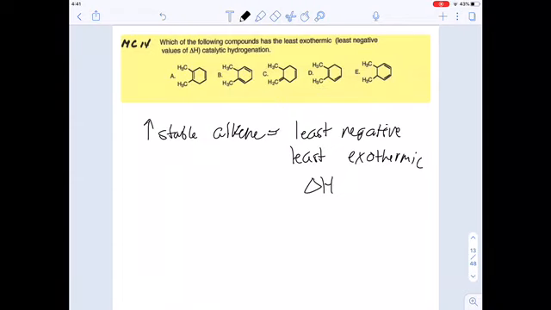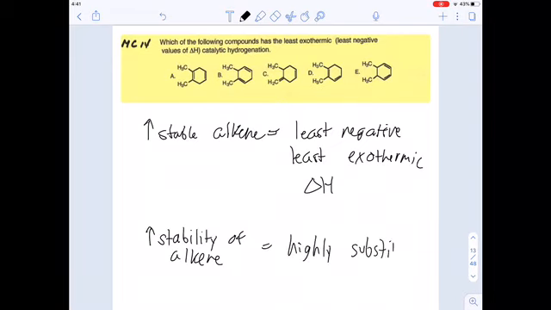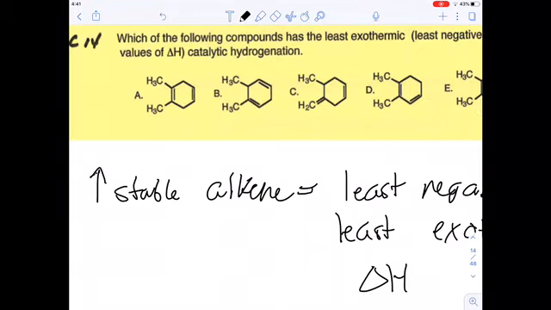Okay? So when you're thinking about the stability of alkenes, as usual, you want to think of how highly substituted it is. So increased stability of alkene equals highly substituted alkene. Alrighty. So now we can go ahead and compare the different alkenes.